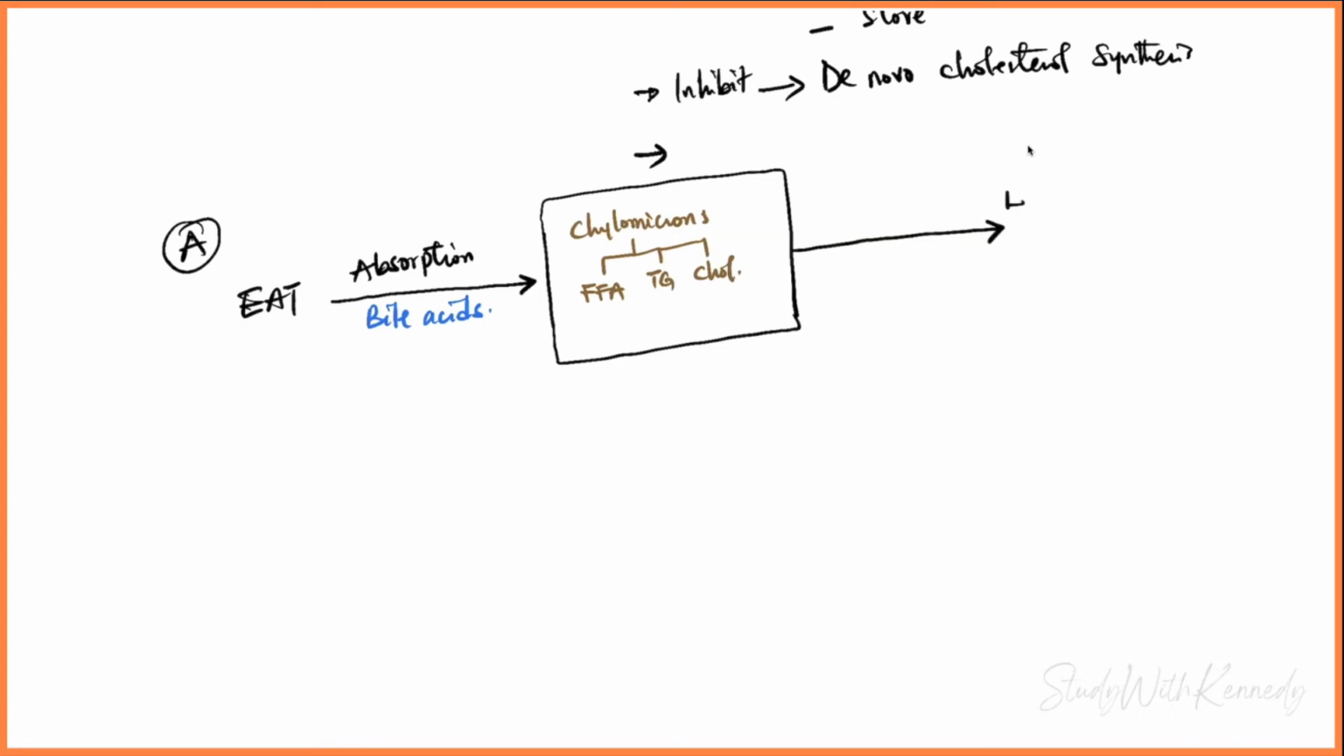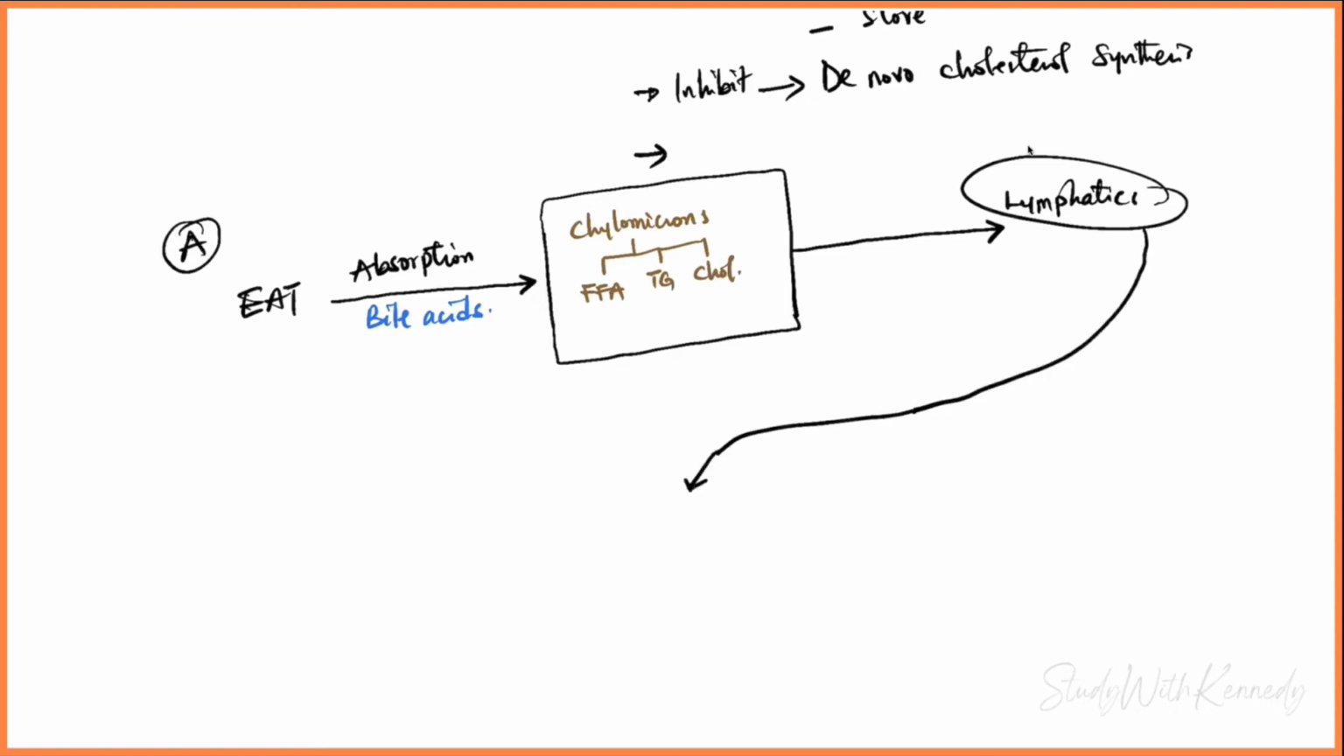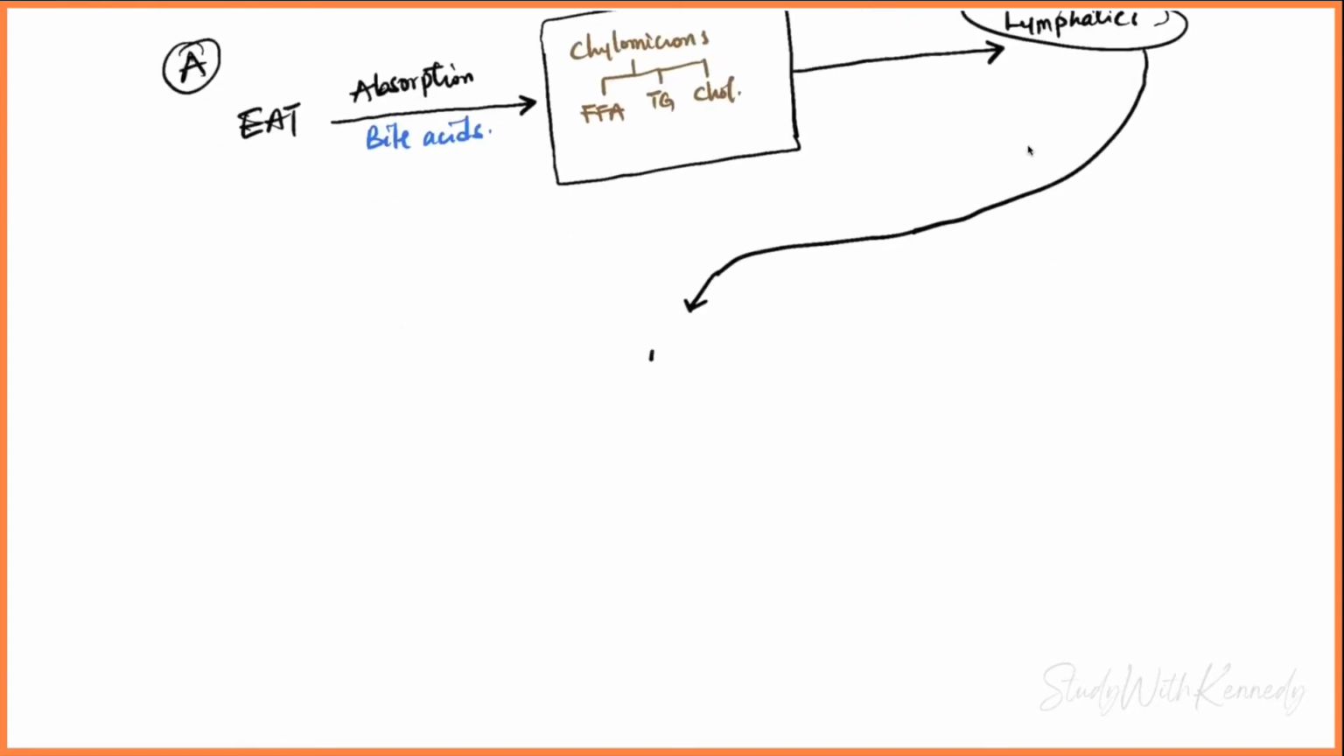It goes into the lymphatics, the lymphatic system. And from the lymphatic system, the chylomicrons continue into the blood. While they are in the blood, a number of things occur. When we do biochemistry, we'll talk a little more about this.